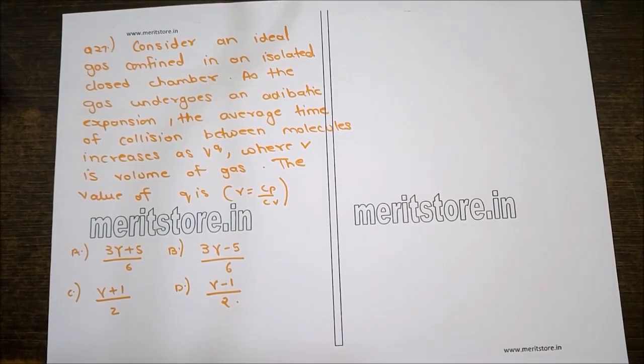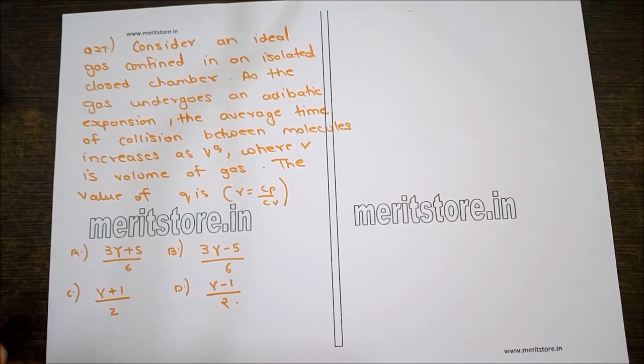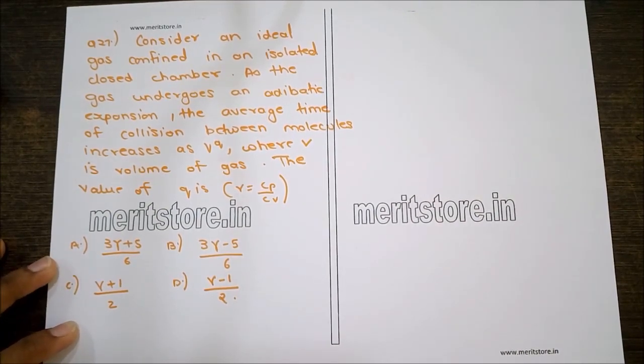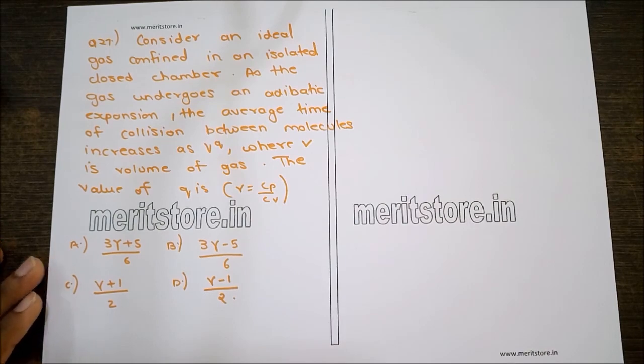Consider an ideal gas confined in an isolated closed chamber. As the gas undergoes an adiabatic expansion, the average time of collision between the molecules increases as V raised to Q, where V is the volume of the gas. The value of Q is given in terms of the ratio of specific heats gamma, which is Cp upon Cv. The options are 3 gamma plus 5 by 6, 3 gamma minus 5 by 6, gamma plus 1 by 2 and gamma minus 1 by 2.